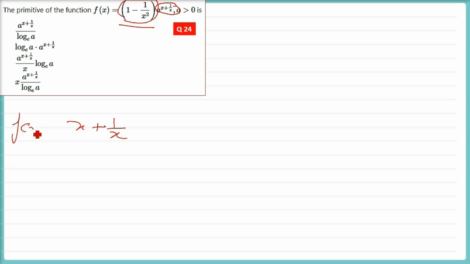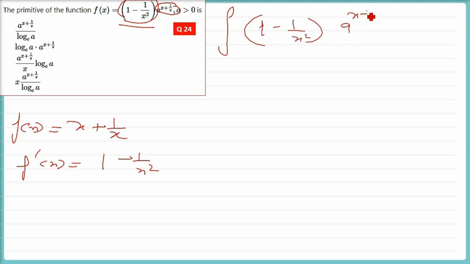So this f(x), if it is taken as x plus 1 by x and we try to find f dash x or d by dx, it will be 1 minus 1 by x square. So this integration of 1 minus 1 by x square, a to the power x plus 1 by x, if we want to do, and a is greater than 0, x plus 1 by x if we take it as t, dt equals 1 minus 1 by x square into dx.